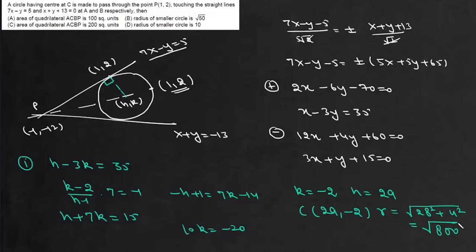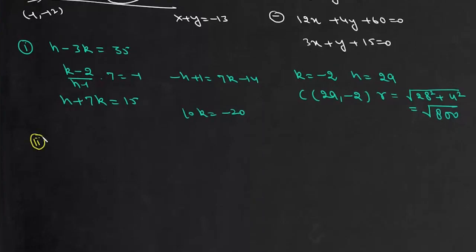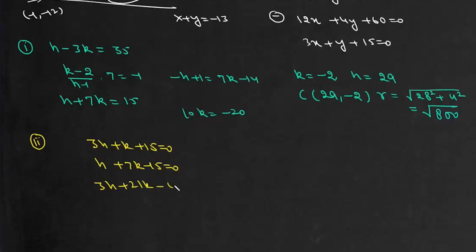Under root 800. And if we take this minus sign, then we'll have 3h plus k plus 15 equals 0, and here this is h plus 7k minus 15 equals 0. We multiply the second equation with 3, we'll get 3h plus 21k minus 45 equals 0. If we subtract it, we'll get 20k minus 60 equals 0. That is, the value of k is 3. And if the value of k is 3, the value of h is minus 6.